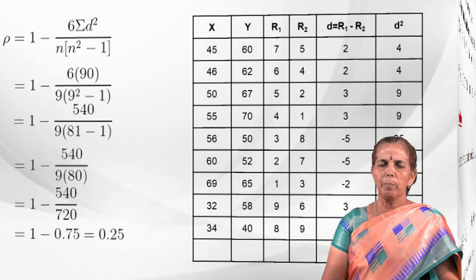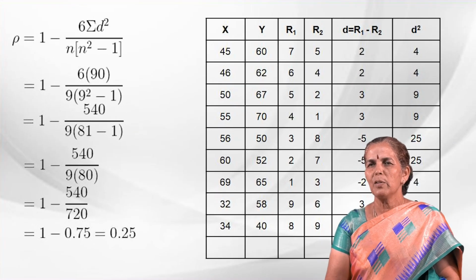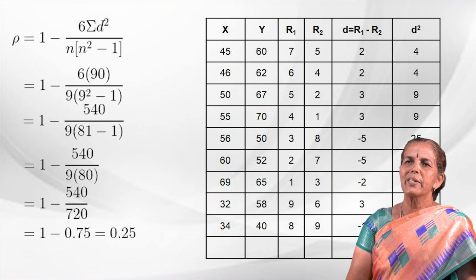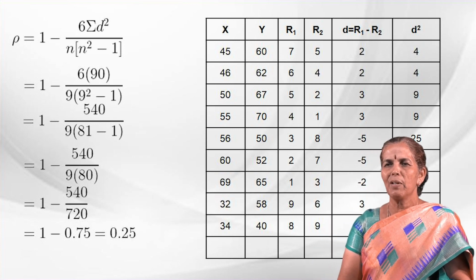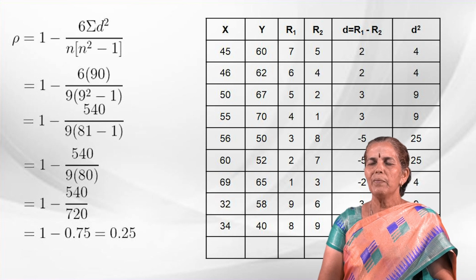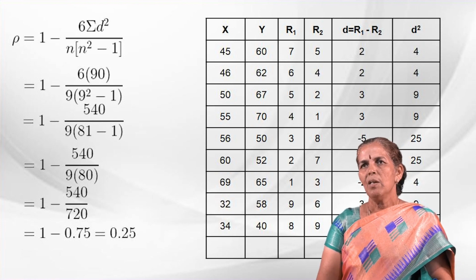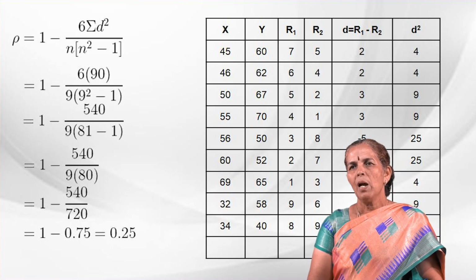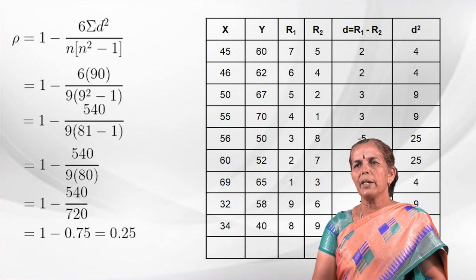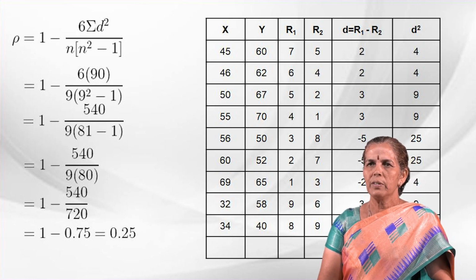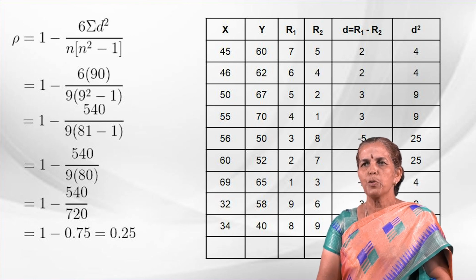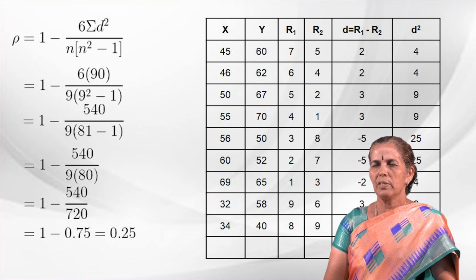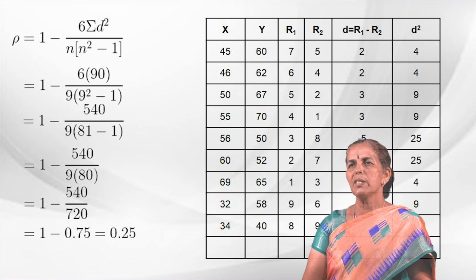Next we do the calculation part, and here we write the X and Y values. The given values are written. After that, R1 means the rank of X. So 69 carries first place, 60 carries second, 56 third, 55 fourth, 46 fifth rank, 45 sixth rank, 34 seventh rank, 32 eighth rank. Next R2: 70 carries first, 67 second, then 65 third, 62 fourth, then 58 sixth, 52 seventh, and 14 ninth rank. Okay, next we have to take the deviation between these two ranks.